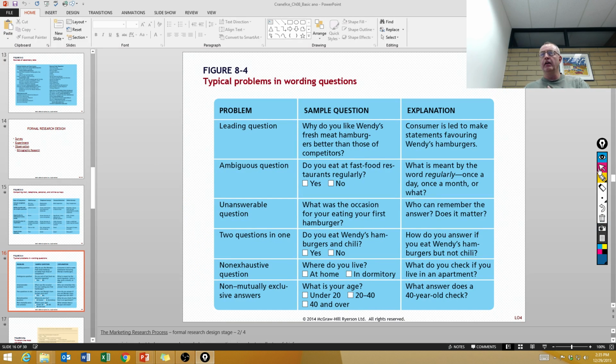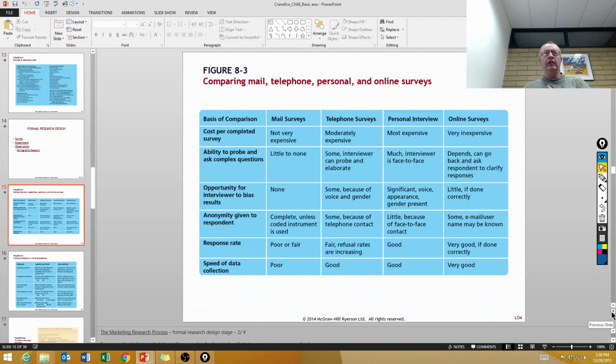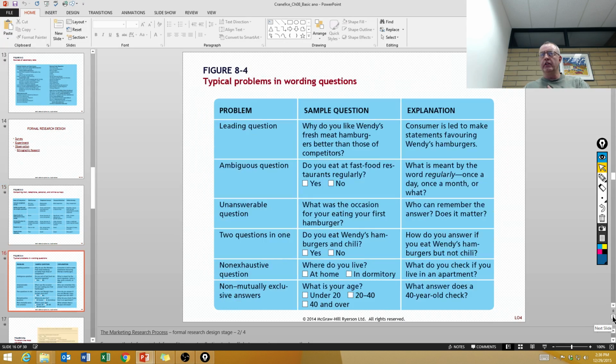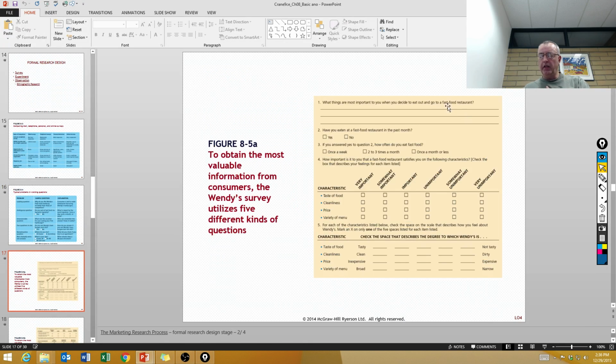Okay, so the next little section gives us some examples of different types of questions that we can use in surveys. Okay, so we have 4 different types of questions illustrated in this Wendy's survey. So the first type of question is known as an open-ended question.